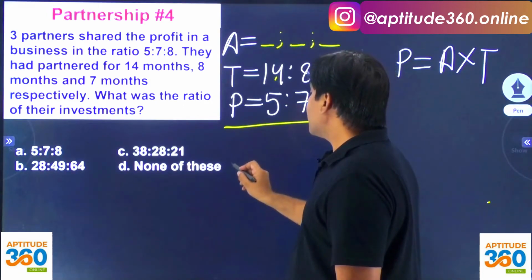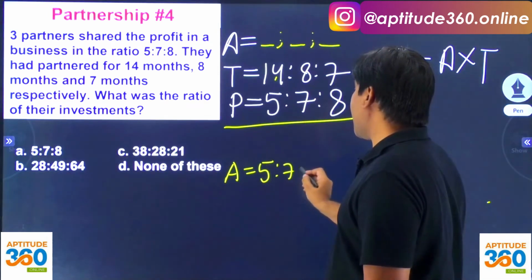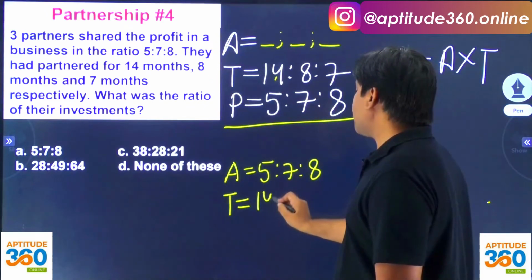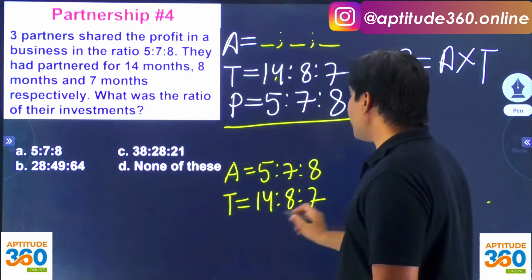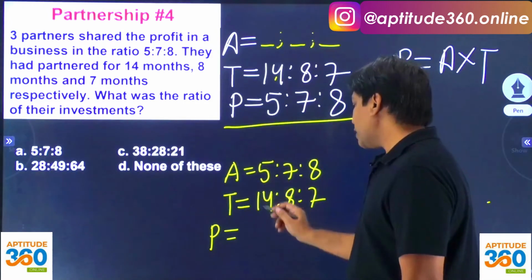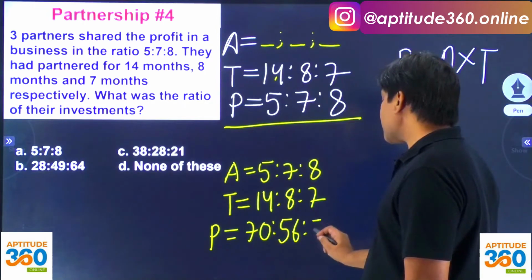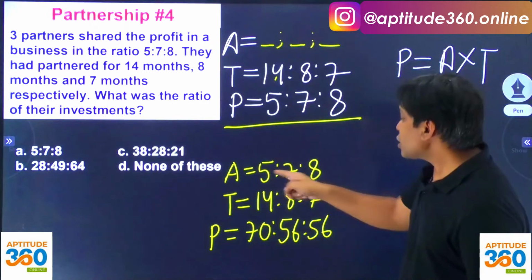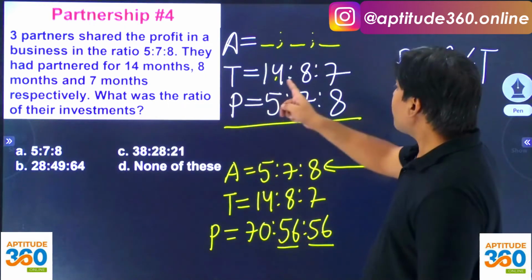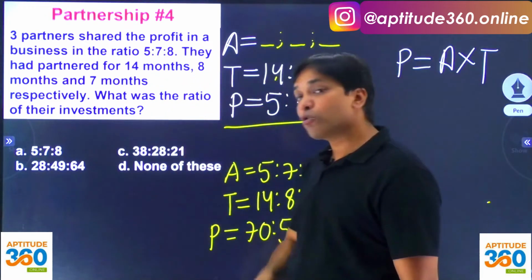So you see, the amount, if I take the very first option, is 5, 7 and 8, and the time period ratio has been given to me in the problem as 14, 8 and 7. If I multiply these two, I should get the ratio of the profit. If you multiply these two values, what are you going to get? 70, and 8 7s are 56, and 8 7s are 56. So what does that mean? If you take the ratio of amount as this one, then the values of B and C are coming out the same. But what does the problem say? According to the problem, the ratio of B and C of the profit is 7:8. So A cannot be the answer.